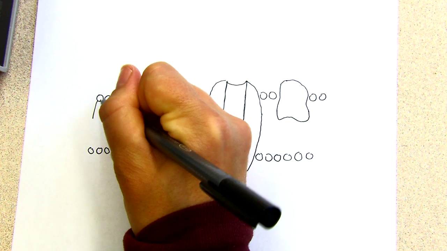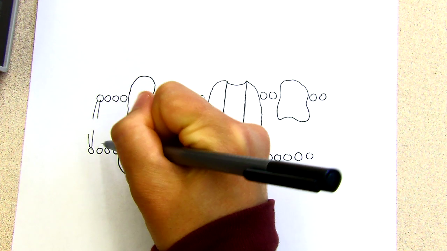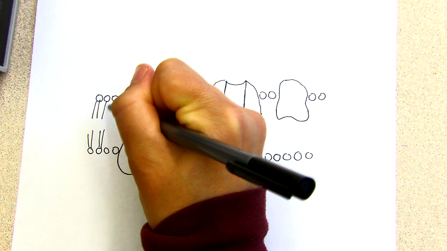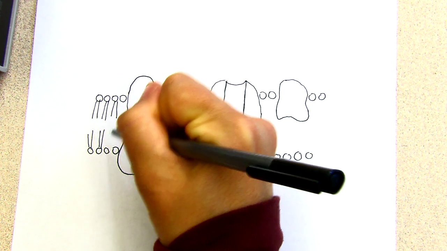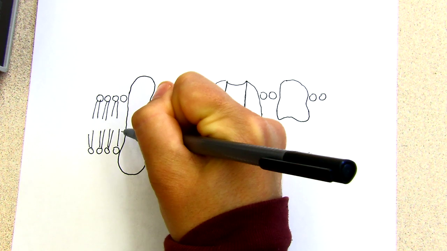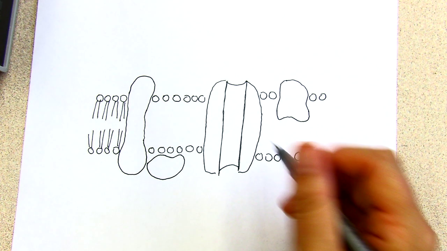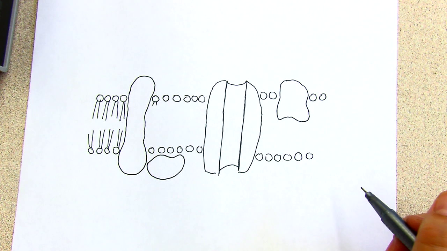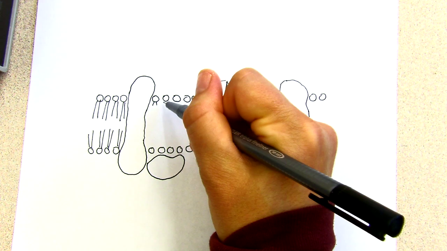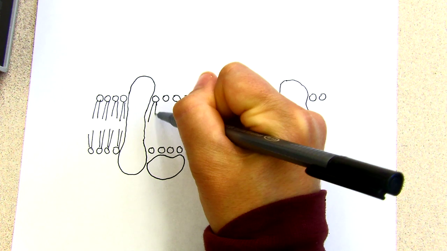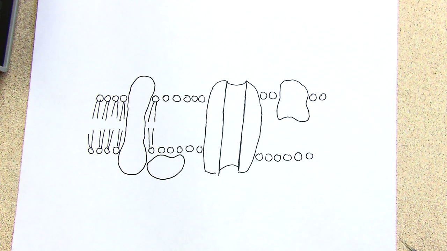I'm going to add my phospholipid tails. You can draw them squiggly if you want. What you shouldn't do is leave a giant gap between the tails. So don't do something like this, because that doesn't make sense. We want to make sure that they extend so they're almost touching across the membrane.